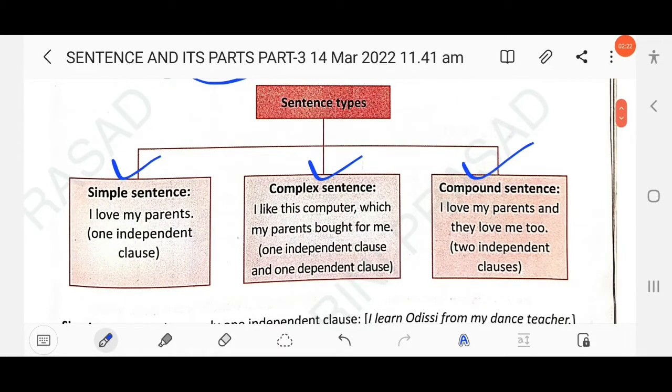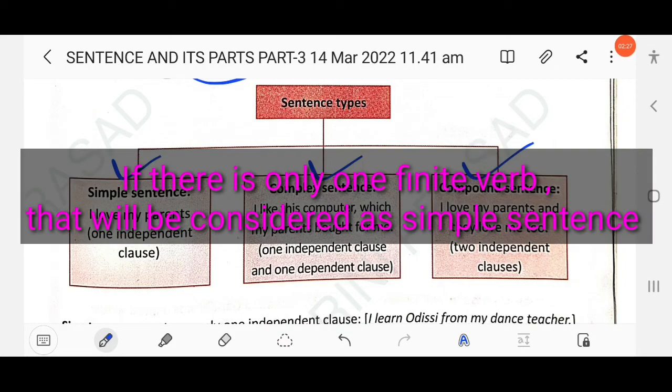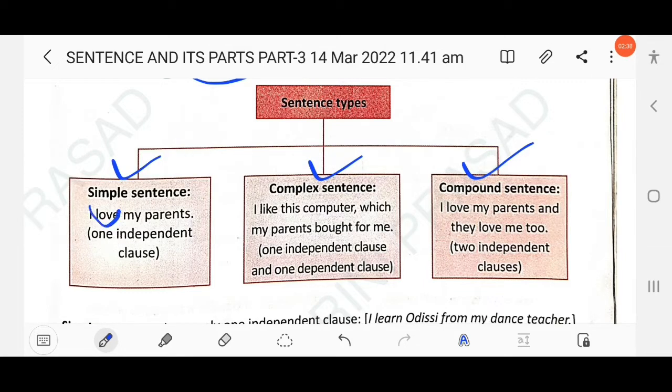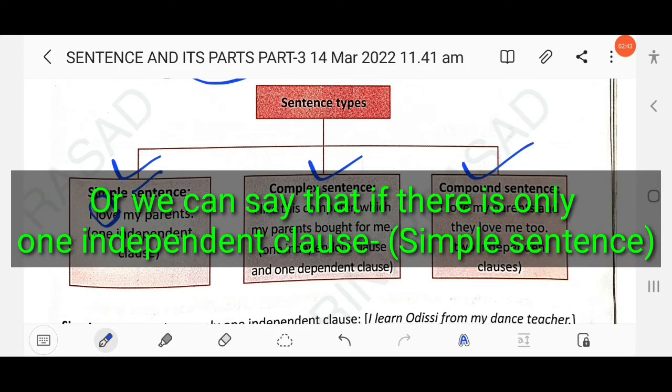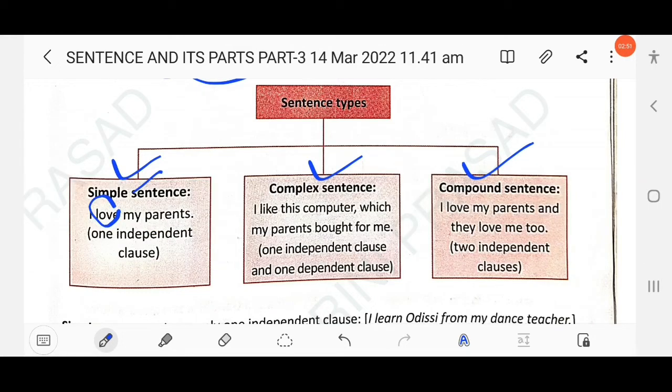So what is a simple sentence? How to identify a simple sentence? If there is only one finite verb, that will be called a simple sentence. For example, I love my parents. Here there is only one finite verb, love. Or we can also say that if there is only one independent clause. So in two ways we can identify the simple sentence: the first, if there is only one finite verb, and another, if there is only one independent, principal or main clause. Clear? So this is a simple sentence.